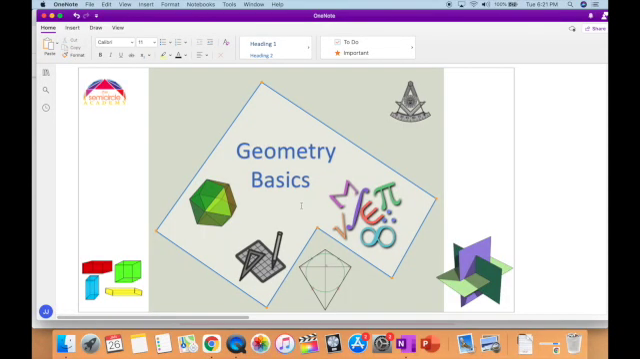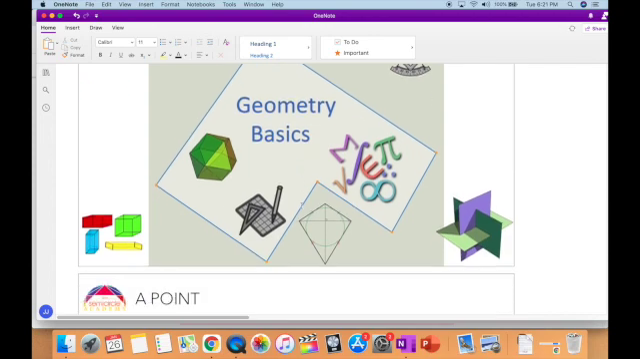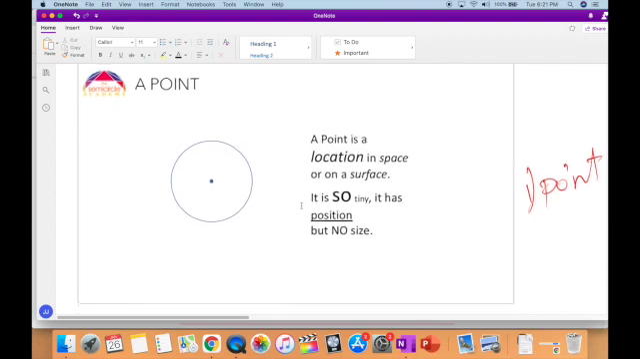So we started with geometry basics. It's just a whole bunch of notes. So you're just gonna take your notes and be going down the line with it, right? So the first thing we're starting off with is a point.